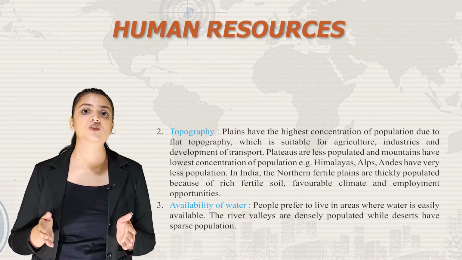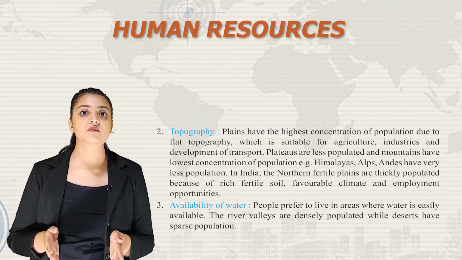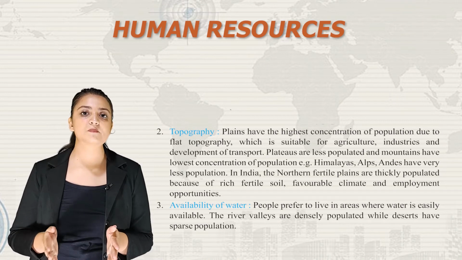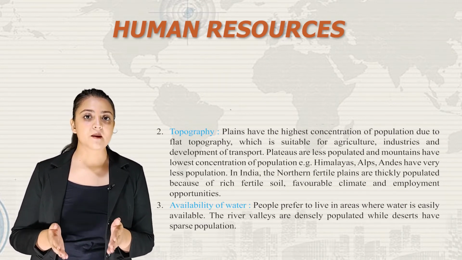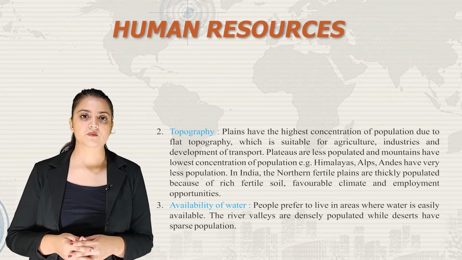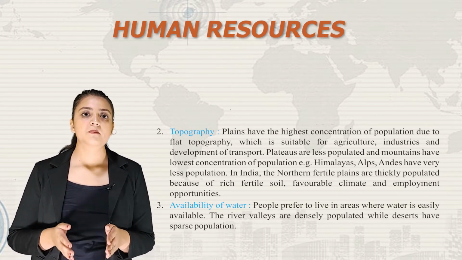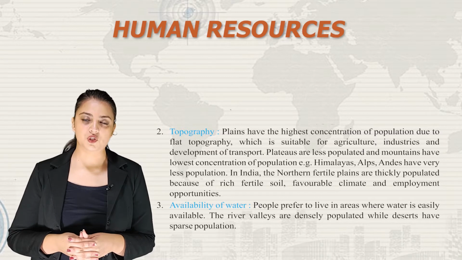Plains have the highest concentration of population due to flat topography, which is suitable for agriculture, industry and development of transport. Plateaus are less populated and mountains have the lowest concentration of population. Example, Himalayas, Alps, Andes have very less population. In India, the northern fertile plains are thickly populated because of rich fertile soil, favorable climate and employment opportunities.